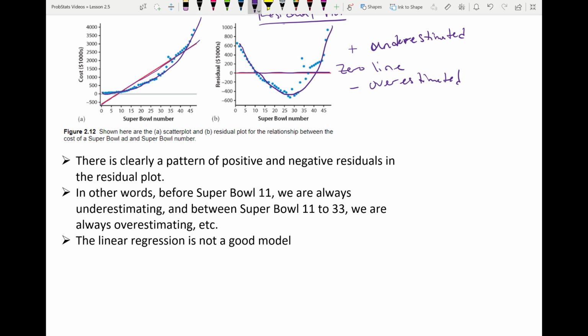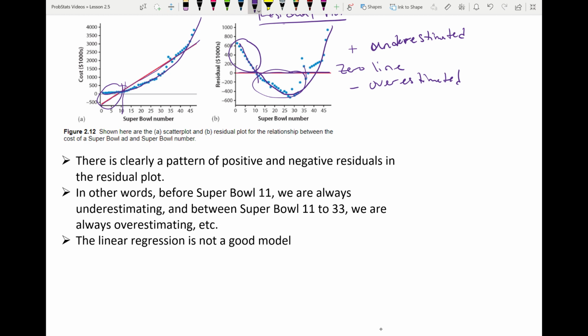If you look at the numbers before Super Bowl 11, we consistently underestimated. And if you're looking at between Super Bowl 11 and Super Bowl 33, we consistently overestimated, right? So there's definitely a consistency there. That means our linear regression is not an appropriate model for this scenario. And this data represents the cost of a Super Bowl, based on the Super Bowl number.